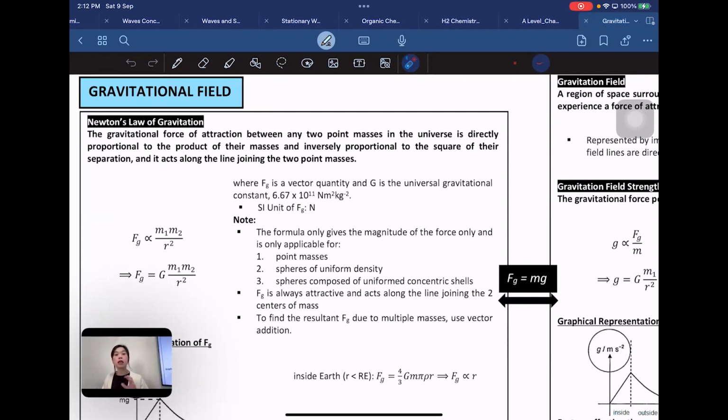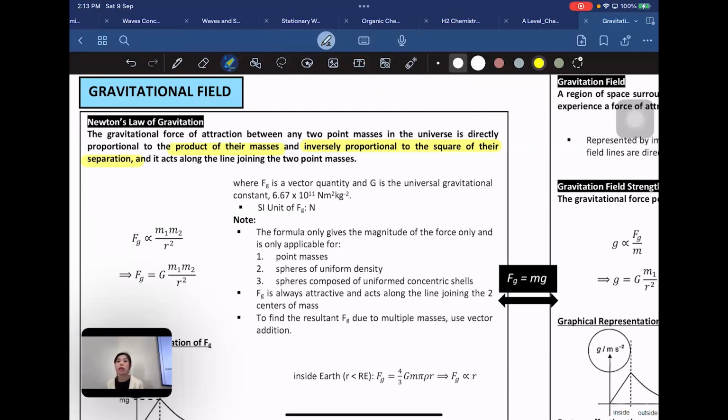He said that if I have a gravitational field and a massive object, or an object, it doesn't have to be massive, a test mass, is placed within that field, the test mass experiences a gravitational force. And the value of this gravitational force is directly proportional to the product of the two point masses in the universe and inversely proportional to the square of their separation. Okay? Yeah. So that is basically what Newton's law of gravitation meant.